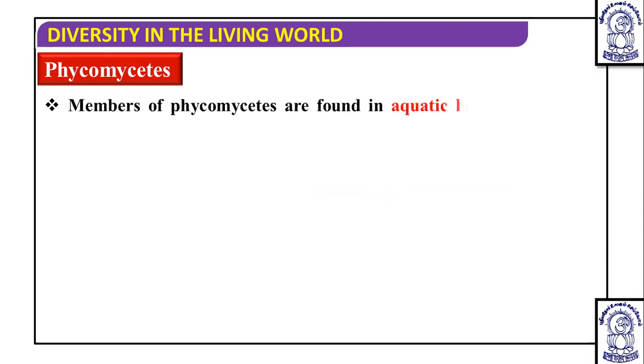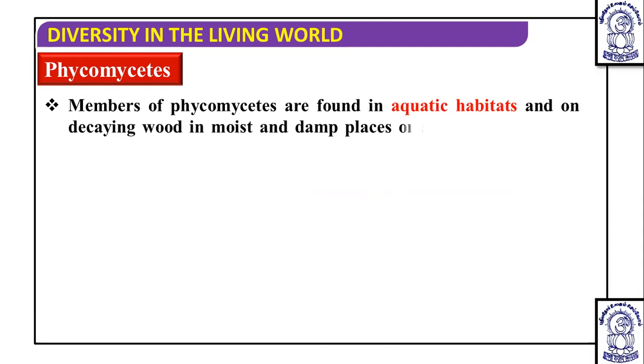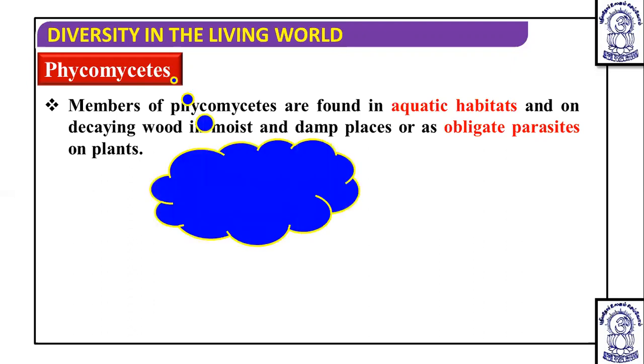In this, we come to know that the members of Phycomycetes are found in aquatic habitat. Apart from this, they are also found on decaying wood in moist and damp places. And they are considered as obligate parasites of plants. Okay. Then these Phycomycetes are also known as algal fungi, as we have discussed.